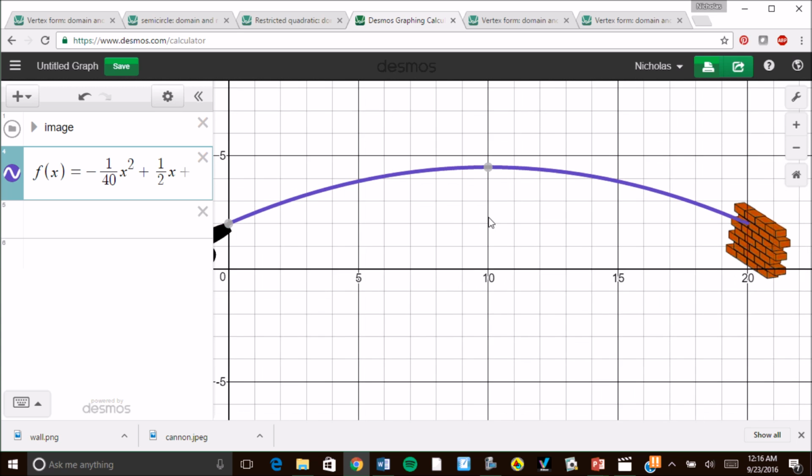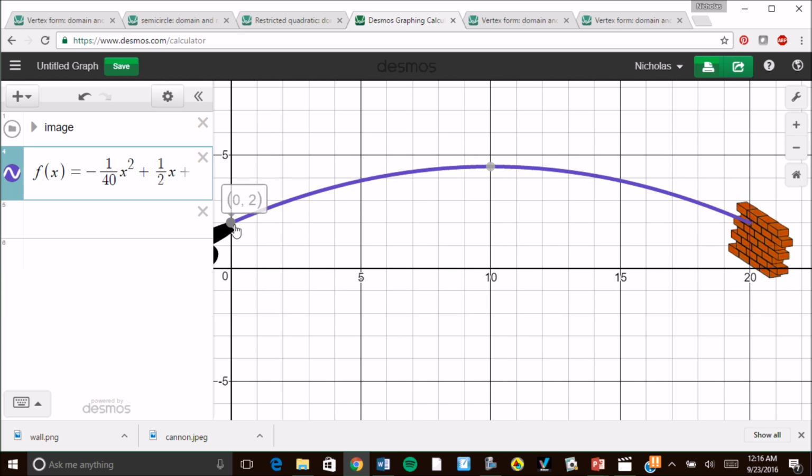And then, of course, we have to change our domain and range. Well, the domain is going to be from 0 to 20, because that's what I defined it as. But then the range, the lowest point, over here we have a 2. And over here, we happen to also have 2. So it's going to be from 2 all the way up to 4.5.